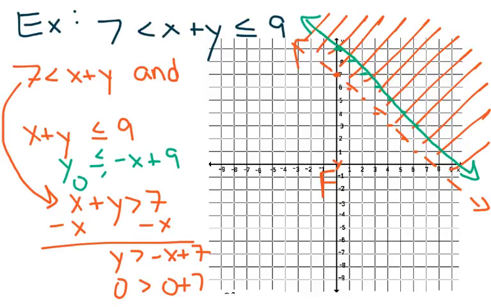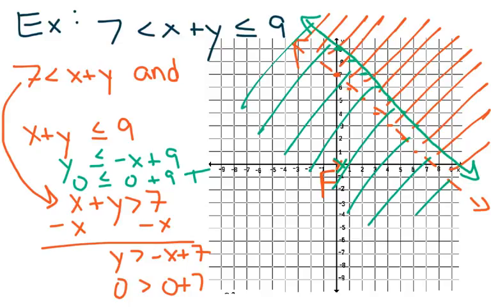And if I plug in 0 in place of x and y, is it true or false that 0 is less than or equal to 9? Well, it's true. That means that because (0, 0) is below the line, everything over here gets shaded.